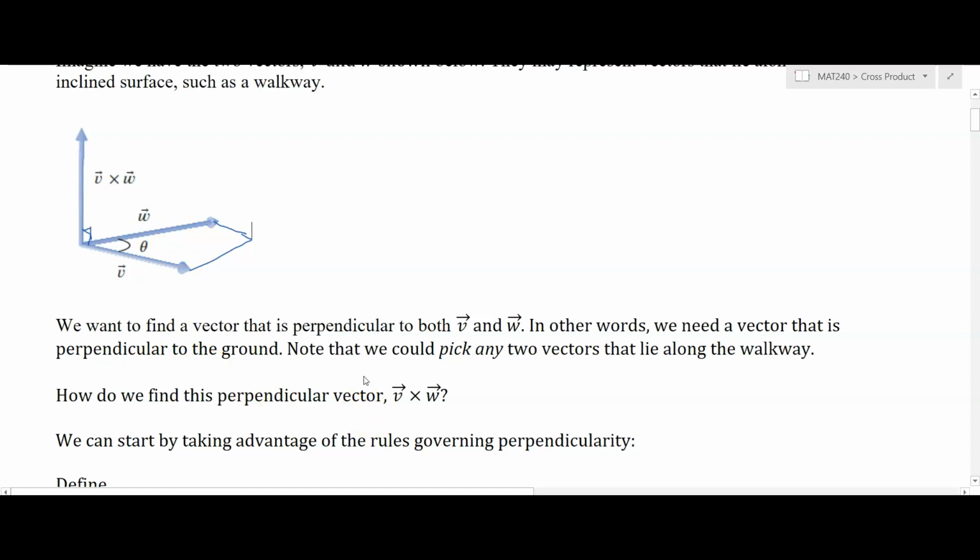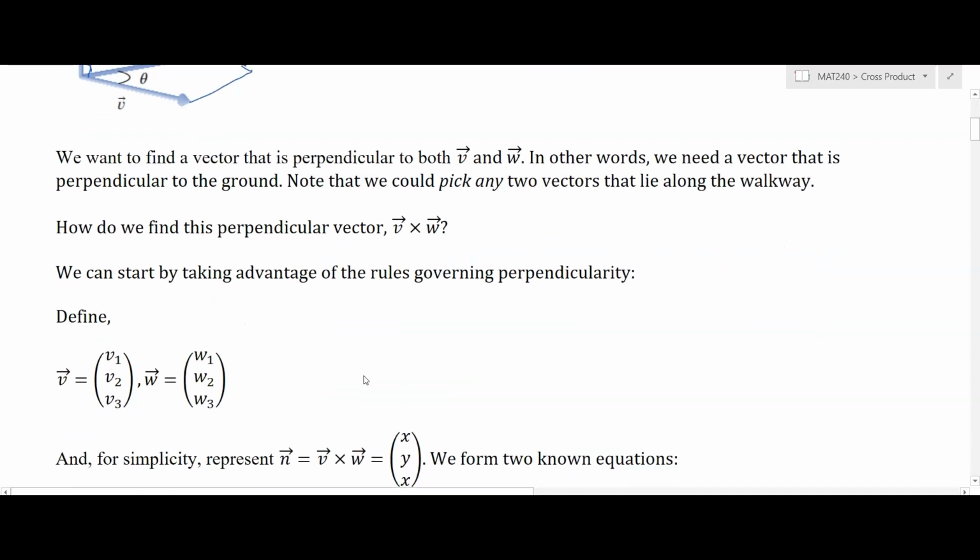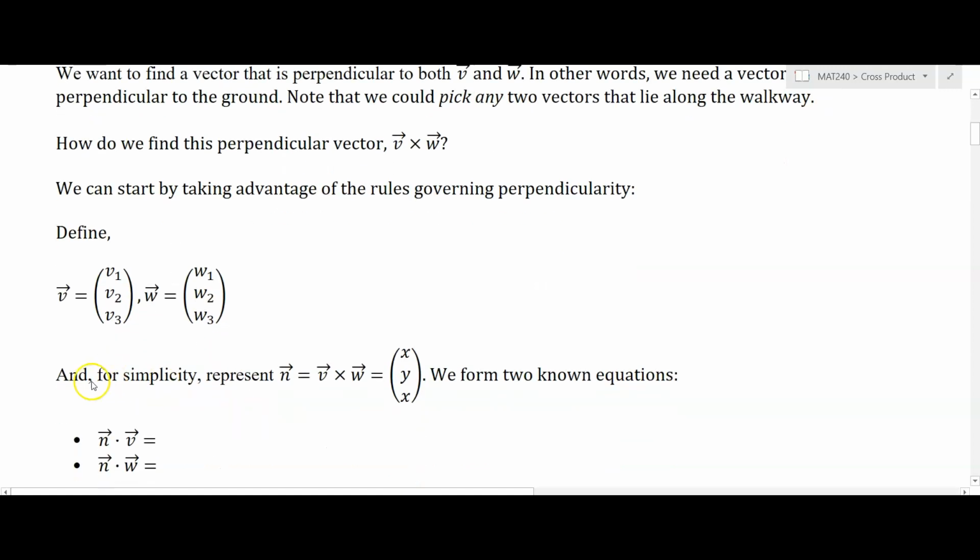Well, first of all, we have to revisit some of the properties that we know about perpendicularity of vectors. So let's denote v to have components v1, v2, v3. w will have components w1, w2, w3. And to keep things simple in terms of notation, v cross w is a perpendicular vector. So for the moment, let's denote that by the vector n, like the normal vector. And it has three components that we don't yet know. Let's denote those x, y, and z.